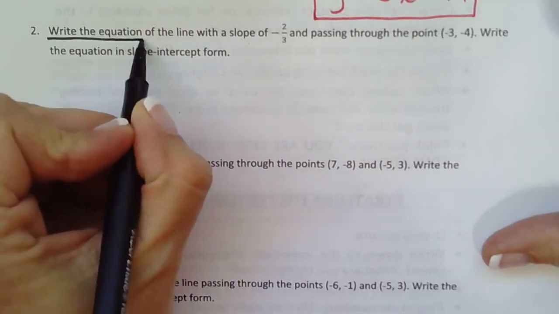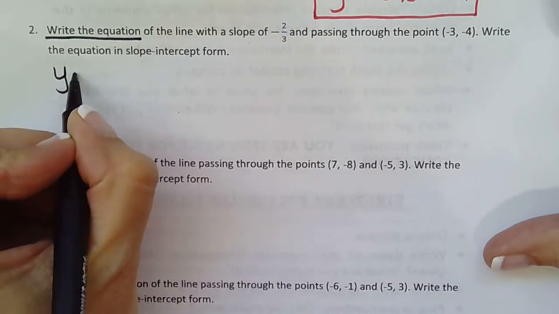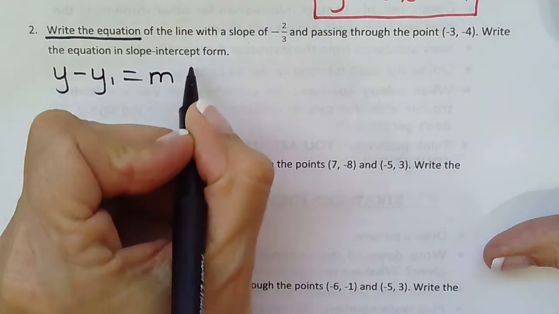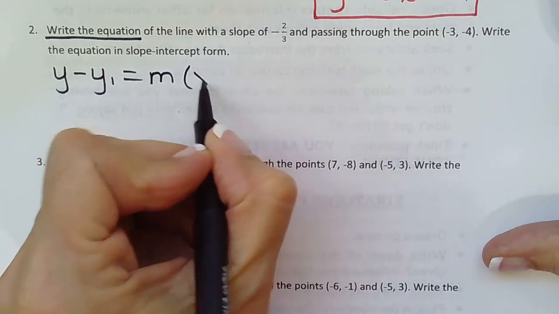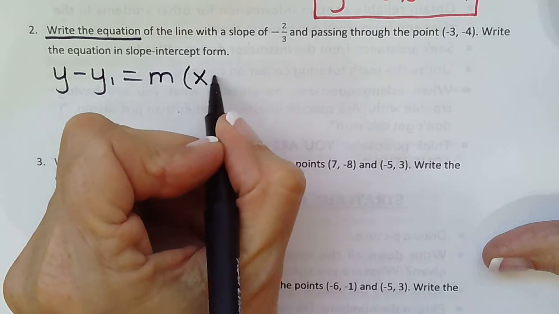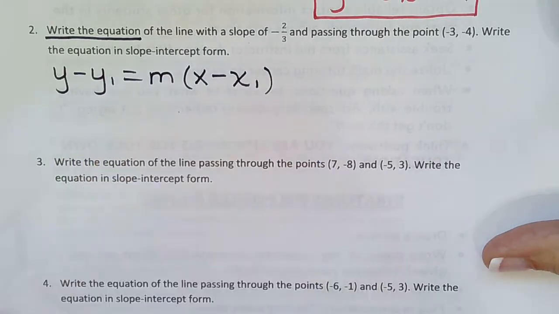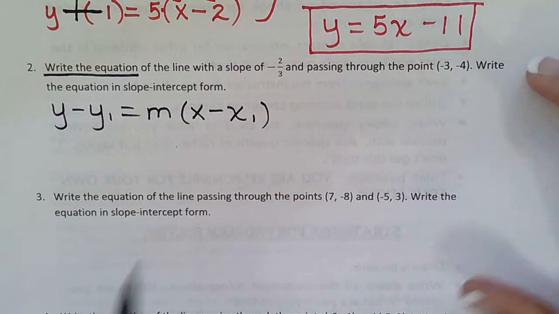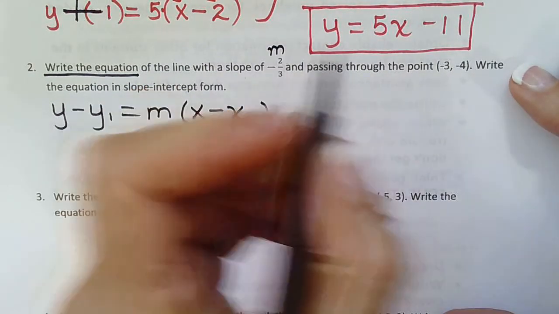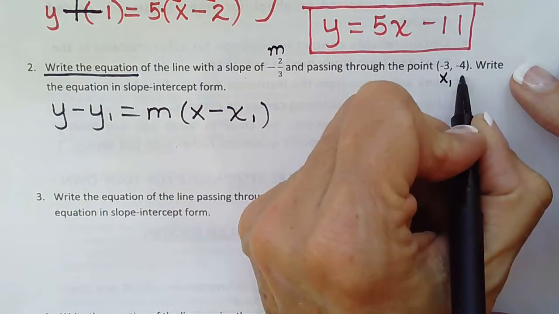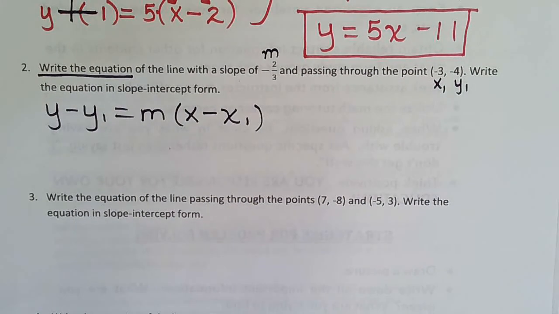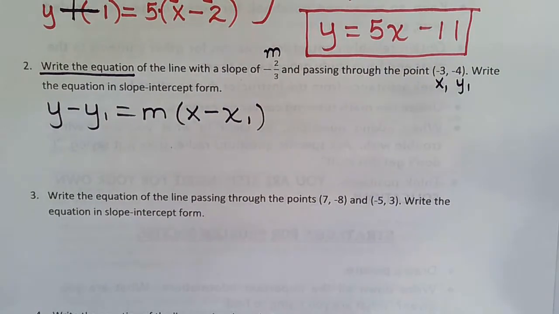So write the equation, tells me to immediately write my point slope form. Y minus y sub 1 equals m parentheses x minus x sub 1. And so let's go up here and label. So here's my m, here's my x sub 1, and here's my y sub 1. So again, they gave me everything I need. All I have to do is plug and chug.